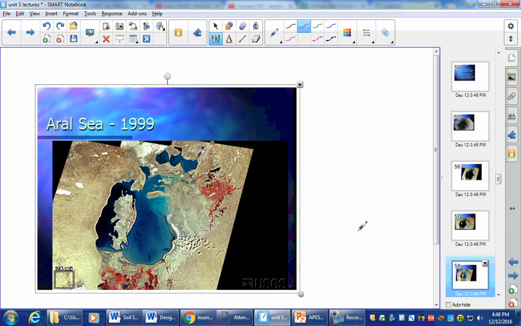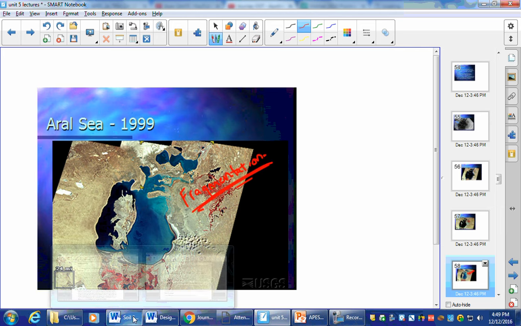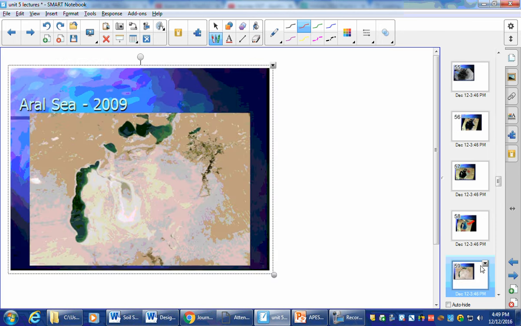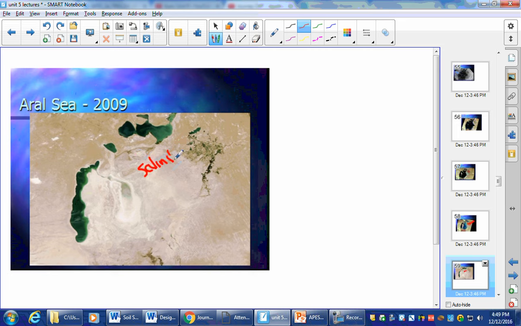Yeah, it's really fragmented, right? That's a really big thing that we should talk about. You have habitat fragmentation. That's a really common major effect of altering water systems and streams and lakes, that you end up with a lot of habitat destruction and fragmentation. Okay, now in 2009, you can see there's a really, really big problem here. The water doesn't even look the same. The salinity here is off the charts.